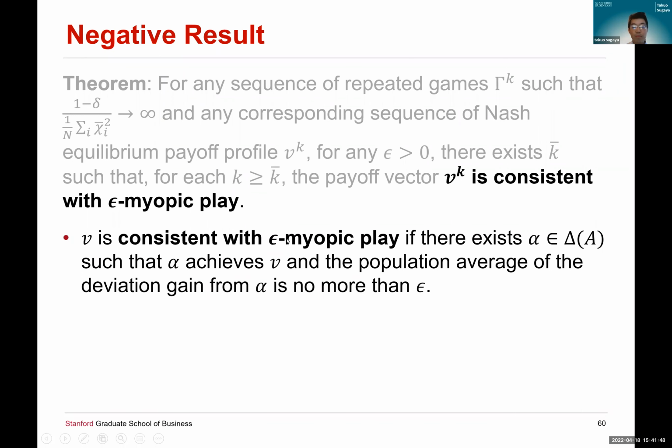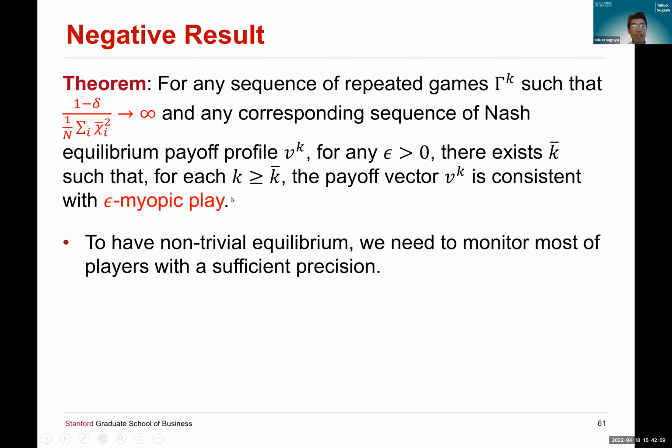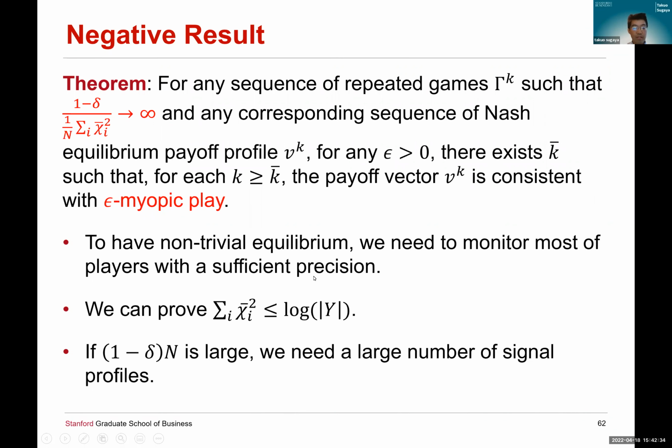V is consistent with epsilon myopic play if there exists some action distribution alpha that achieves V as a target payoff, and if you look at the population average of the deviation gain from alpha, then that is no more than epsilon. So this essentially says that to have a non-trivial equilibrium where average deviation gain stays away from epsilon, we need to monitor average players with precision at least of order one minus delta. That means we need to monitor most players with sufficient precision, greater than one minus delta.